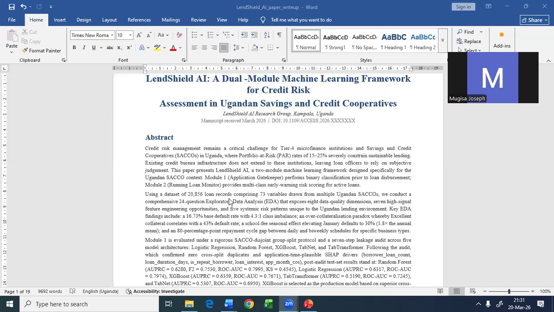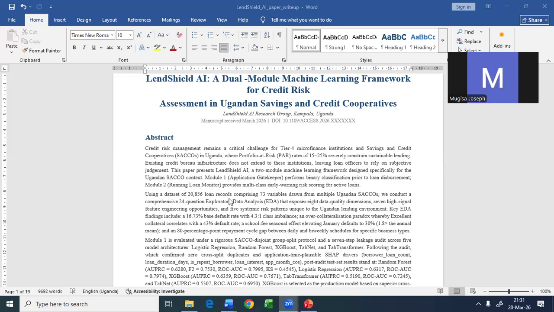Presenting to you Lendshield AI, a dual module machine learning framework for credit risk assessment in Uganda's savings and credit corporations. We are two members: Mogisa Joseph and Long Nachamba de Mariam.